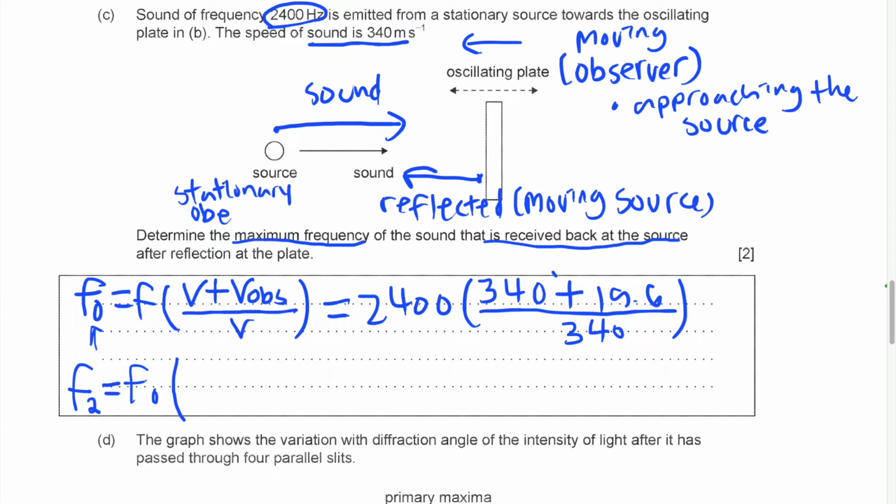How do you spell observer? O-B-S-E-R-V-E-R.